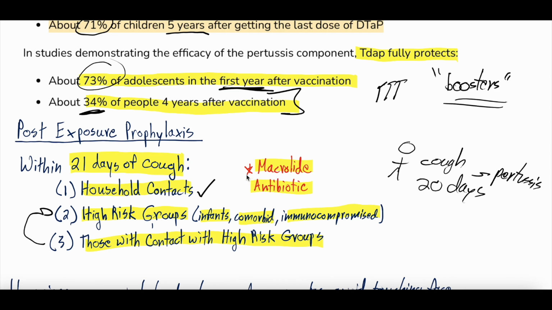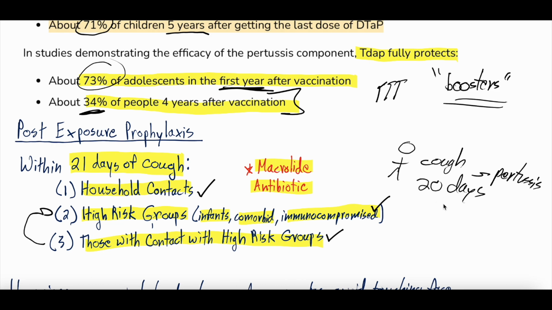Now let's say that I am immunocompromised and my friend got diagnosed with pertussis 19 days ago, but I don't live with them. I'm still a high-risk group who had exposure to that person, so it's recommended that I get an antibiotic for prophylaxis, even if I have no symptoms. Or let's say that I have an infant and my friend has pertussis. It'd be recommended that I get a macrolide antibiotic as prophylaxis to prevent me from getting it because I live with an infant who is a high-risk group.